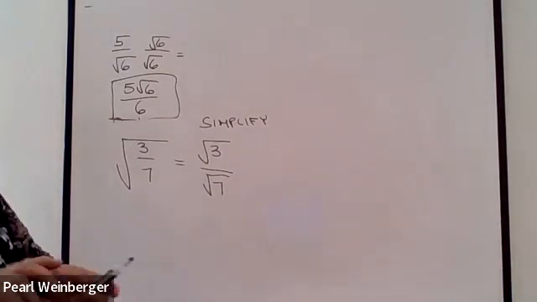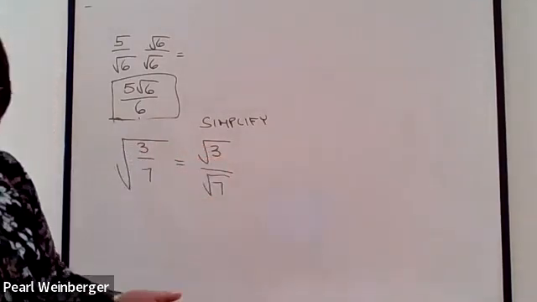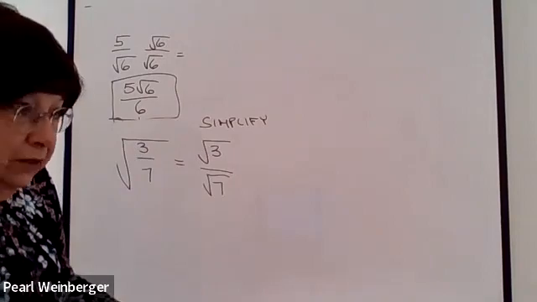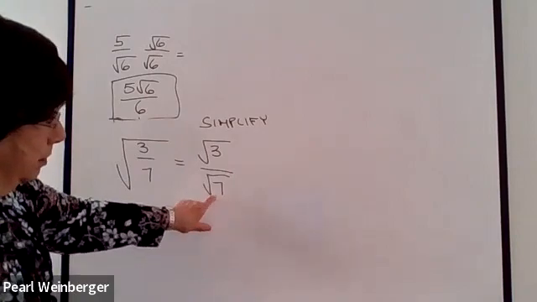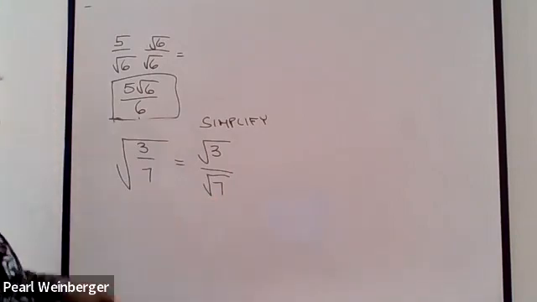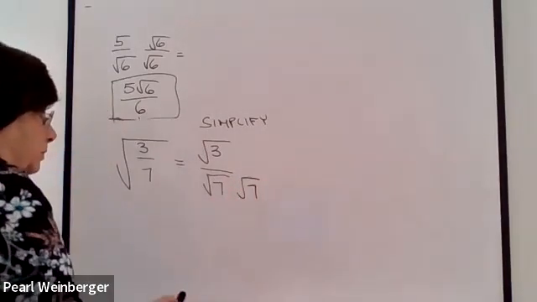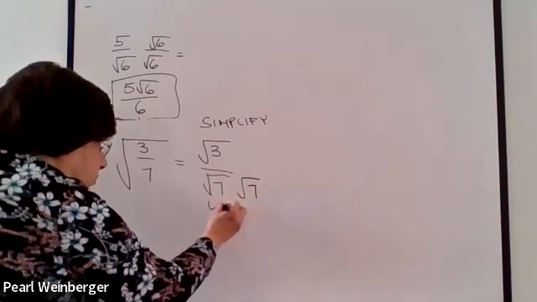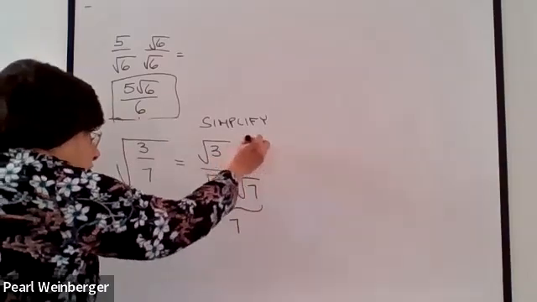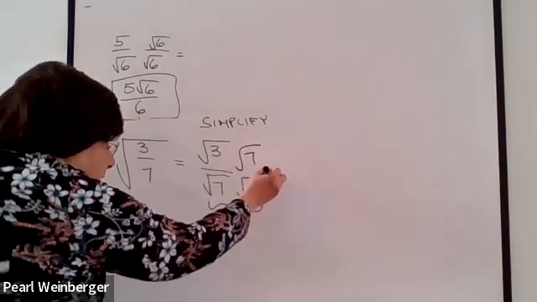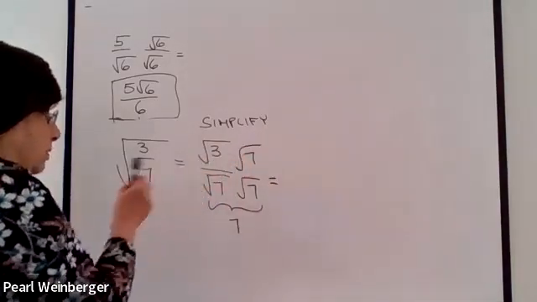Okay, let's see if we can do this. Obviously, I can't do anything with the 3 and the 7 like this. It looks like it's in simplest form, except again, we're dealing with that problem of having a radical in the denominator. So what I'm going to do is multiply by the square root of 7, so that when I multiply the square root of 7 times the square root of 7, it'll give me 7. But of course, whatever I do to the bottom, I have to do to the top. So I'm going to multiply the numerator by the square root of 7 as well.